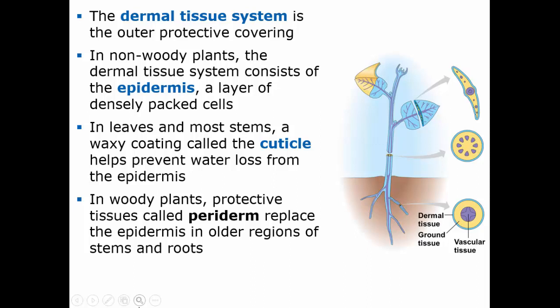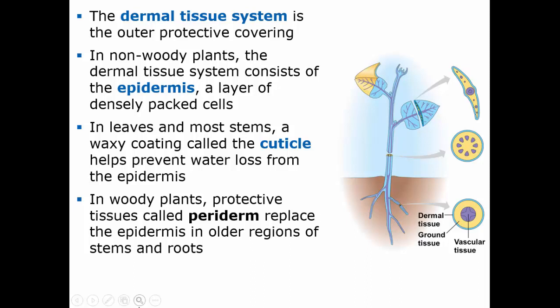In both plants and animals, the epidermis is the outermost layer of tissue and is sometimes known as skin. In non-woody plants, the epidermis is the only component of the dermal tissue system. It's a layer of densely packed cells, often covered by a waxy coating called the cuticle. The primary function of the cuticle is to help prevent water loss.